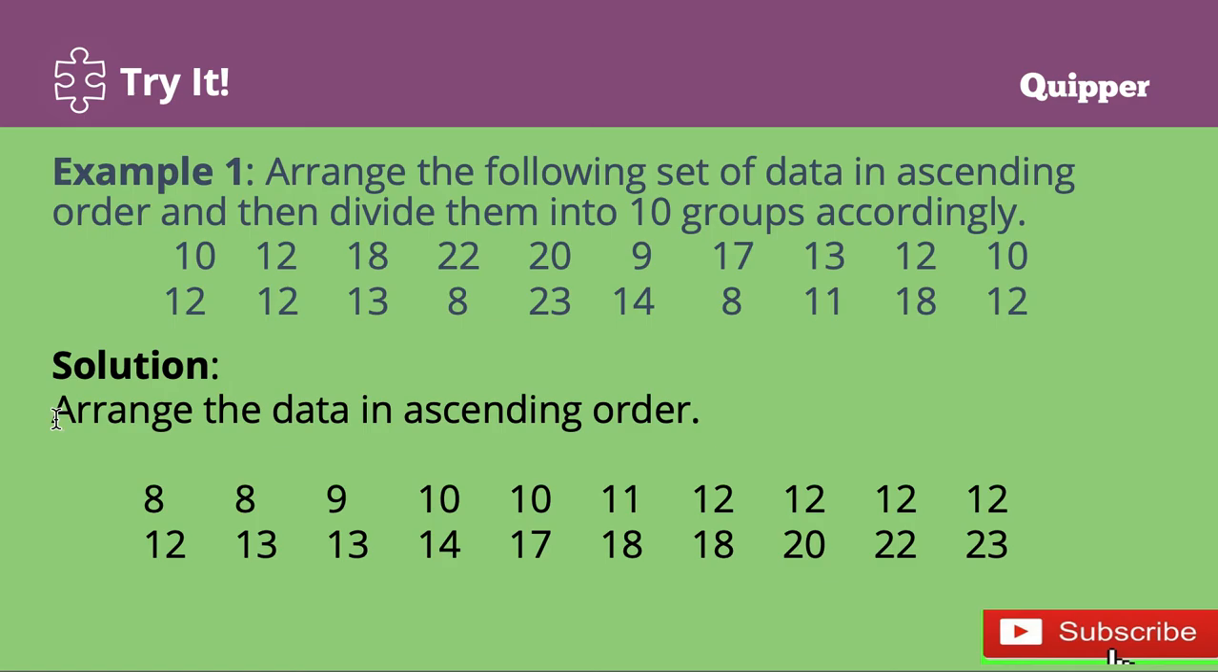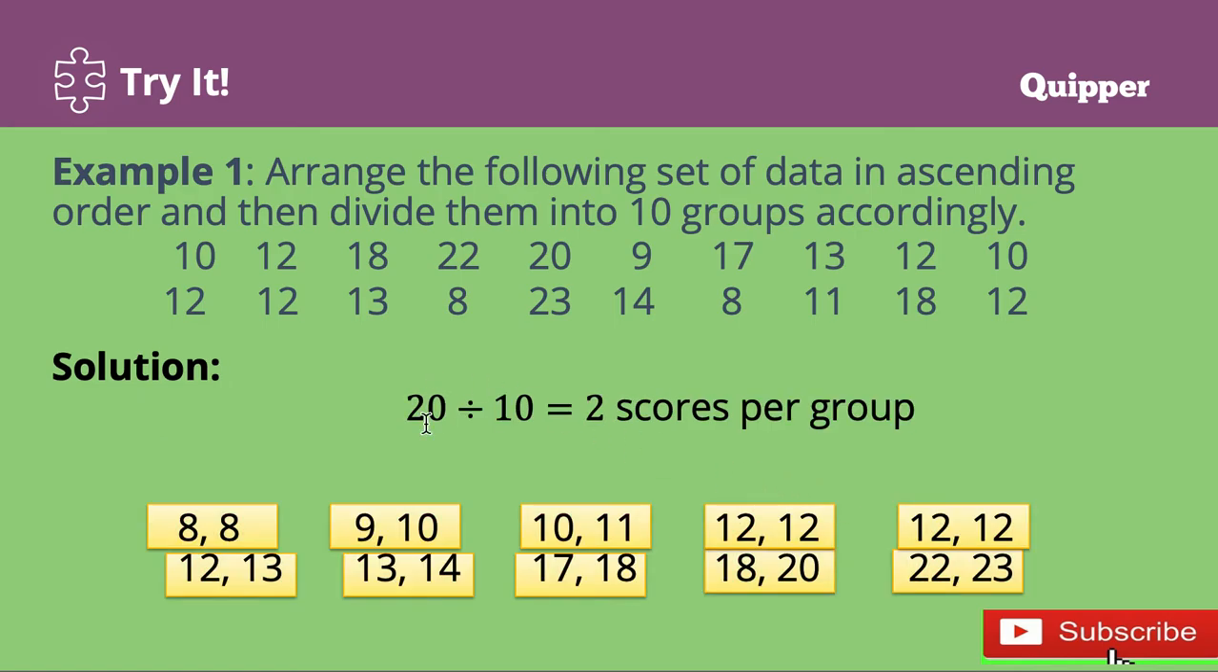We will first arrange the data in ascending order. And now we have 8, 8, 9, up to 23. 8 is the lowest value and 23 is the highest value. Since there are 20 scores in the given set of data, there will be 20 divided by 10, which is equal to 2. And that 2 is the number of scores per group.